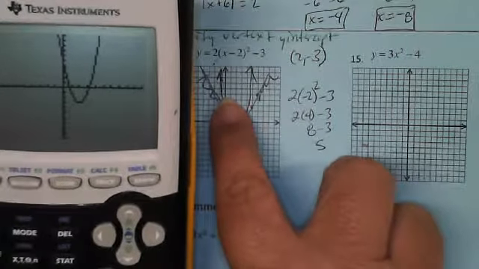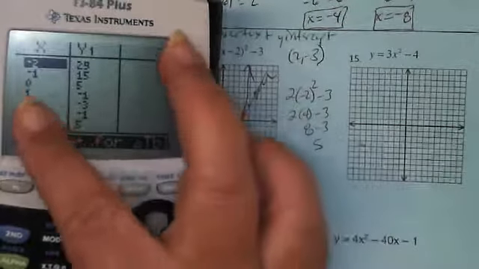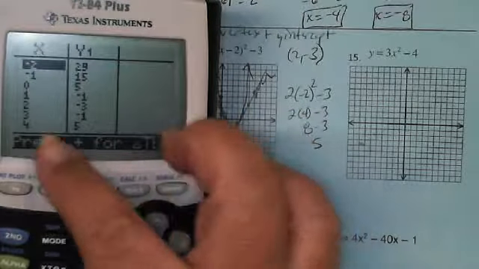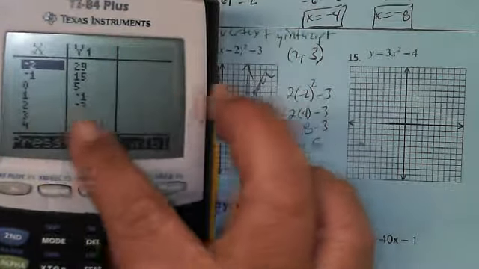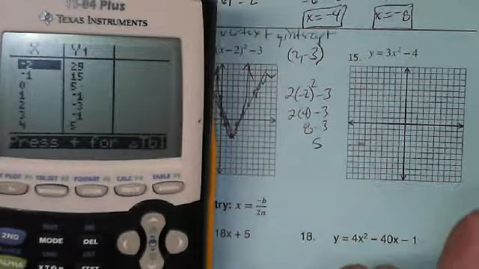So it should have crossed up here at 5. And you can go to the table and see. There it is, 0, 5. My apologies. There's our vertex, 2, negative 3. Right there. Okay. Next time I'll just put it on the calculator.